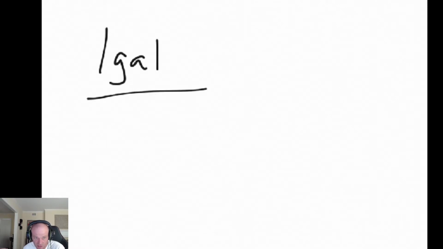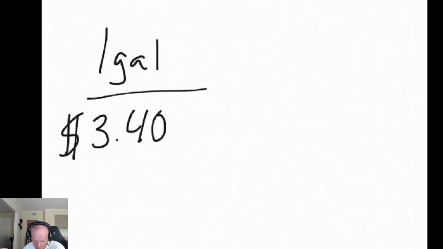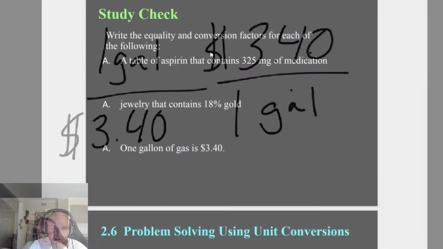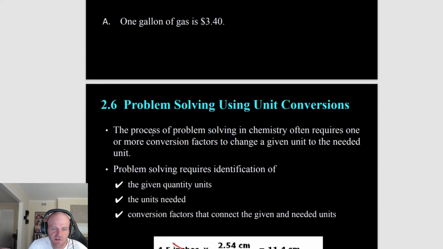The last one says 1 gallon of gas is 340. So you can write this, and you can do this with any one of them, remember, you can flip it upside down. It's 340 per gallon. Okay, so this is just setting up your conversion factors. You shouldn't have any problems with that.